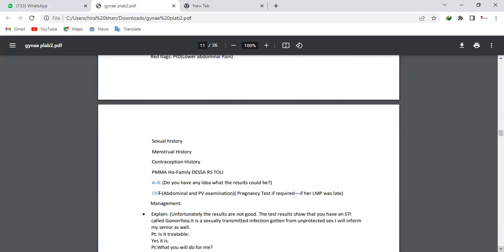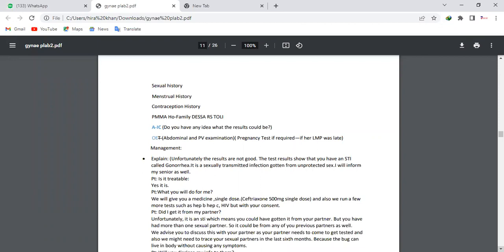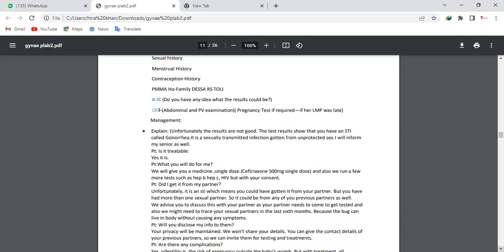And then ask, do you have any particular concern? And then mention that it's totally up to you if you want to do an examination or not. You can do the abdominal and pervaginal examination, but you can also miss it. It's totally up to you. And you need to mention the test, because in the scenario, a pregnancy test has not been done. So you are supposed to do the pregnancy test here. And because she is having unprotected sex, she might be pregnant also. So you have to ask that and then explain.